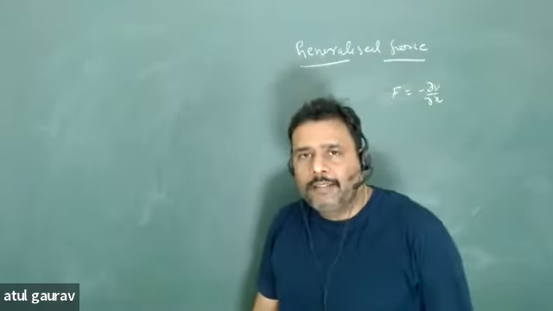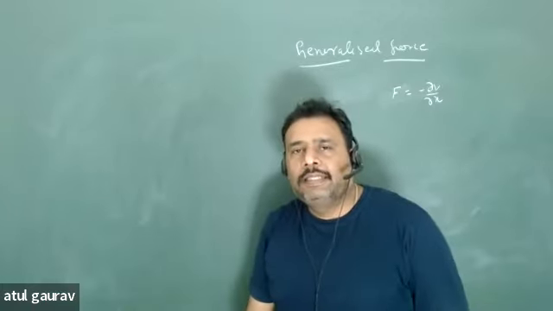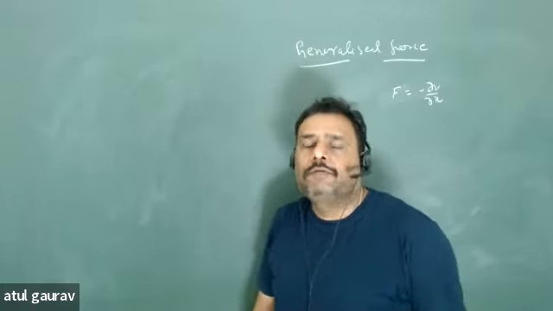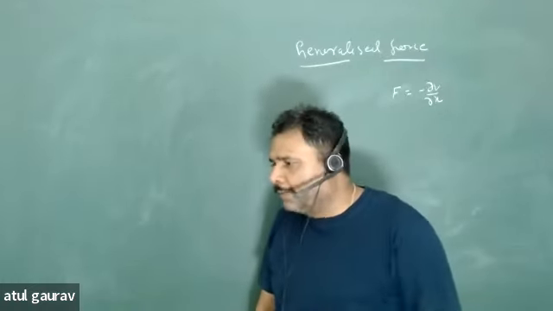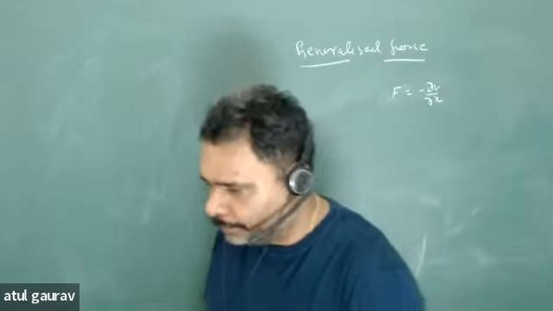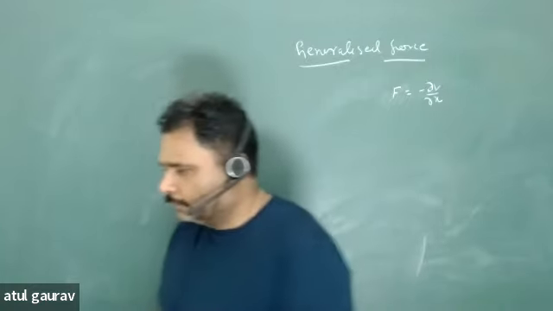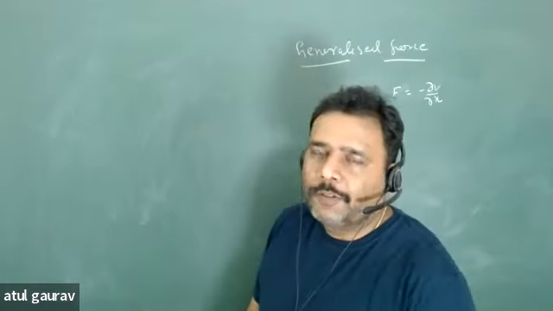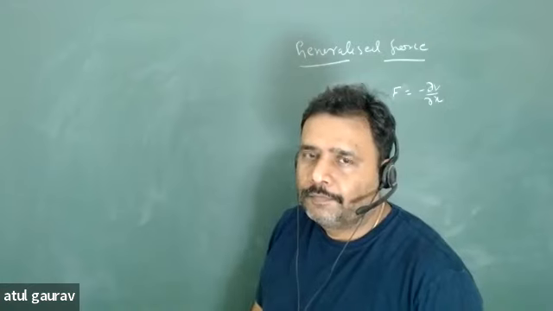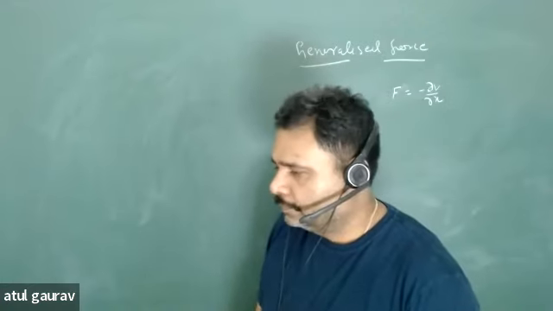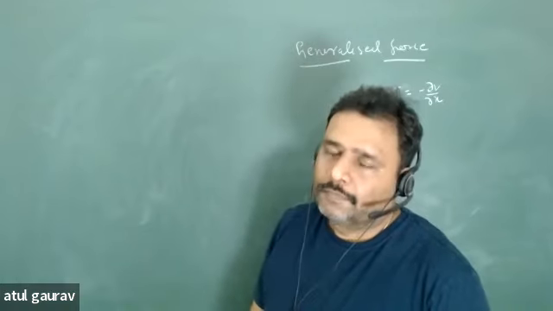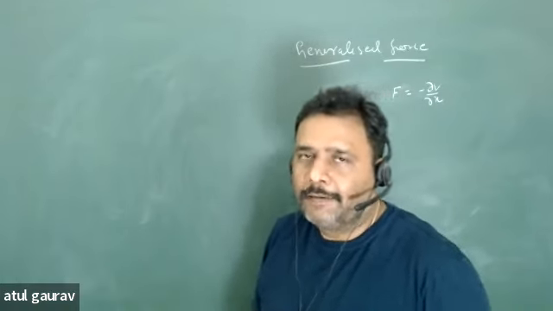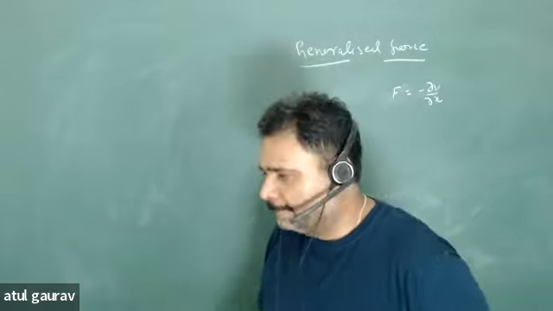Are you getting my point? It may be possible that your potential is a function of generalized coordinate as well as generalized velocity. For example, where will such a potential be? Where will you find a potential that also depends on velocity?